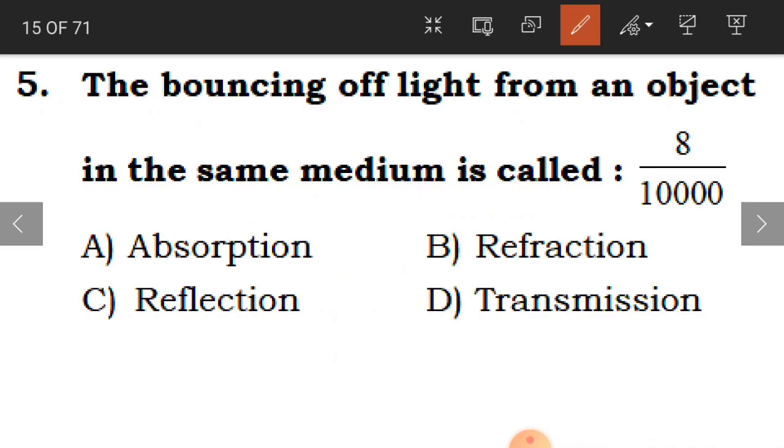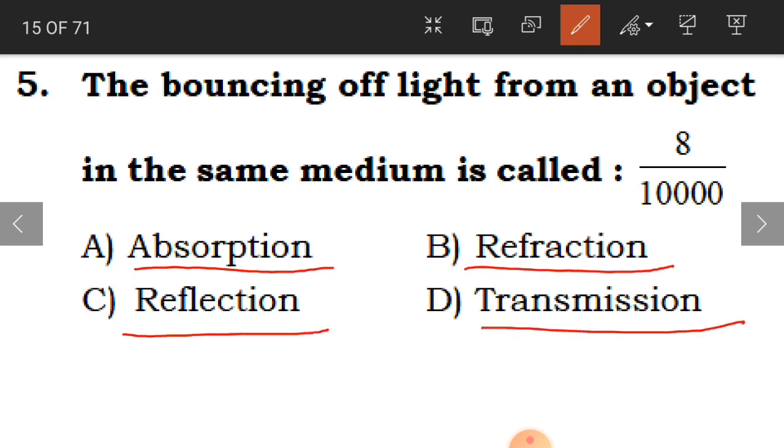Now, the fifth one is, the bouncing of light from an object in the same medium is called. Bouncing off is nothing but bouncing back light. So what do we call this? Is it absorption, refraction, reflection or transmission? And it is nothing but reflection.